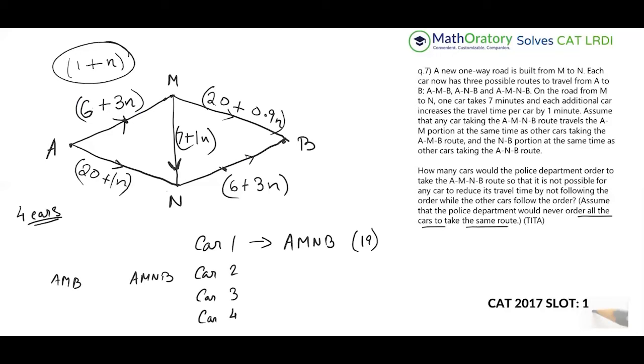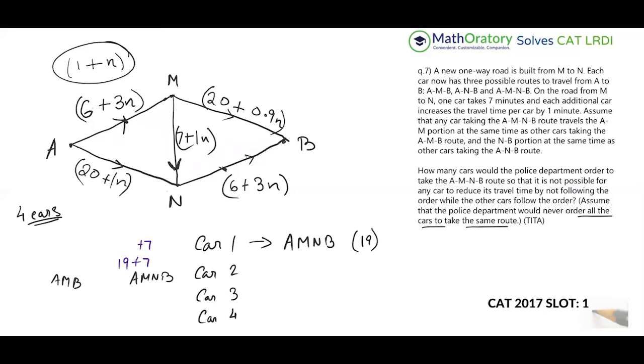So if the car goes AMNB, one car is definitely going AMNB anyhow, we know that. If there is another car that goes via AMNB, on this route, then there is an increase of 3 plus 1 plus 3. So that is 7 minutes for each car. So that would increase 7 minutes for this car as well as 7 minutes for this car, over and above 19 minutes for AMNB anyhow. So that is the base value that we have. So this would be the time for the first two cars.